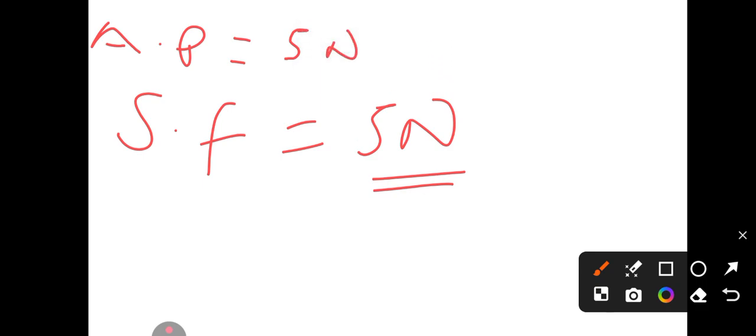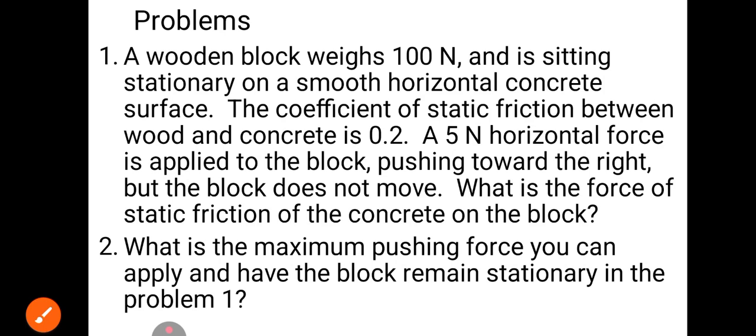So let's look at the second question, which says: what is the maximum pushing force you can apply while the block remains stationary? Okay, let's look at that question. First of all, let's determine what we have been given and what we will need to use to solve it.